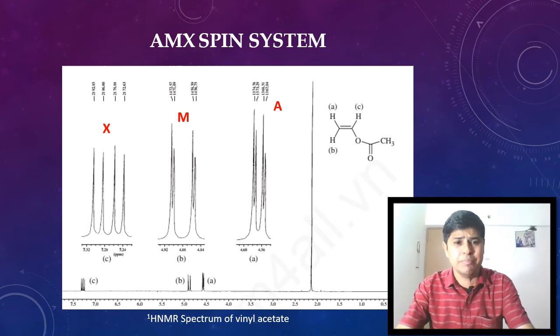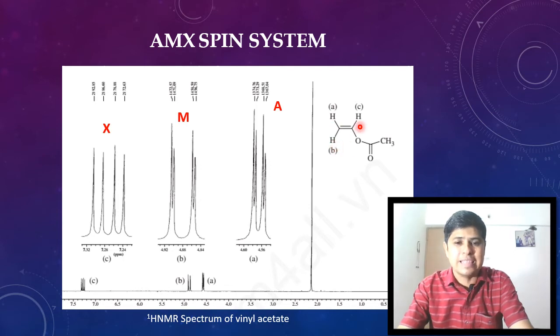Now see, for example, the 1H NMR spectrum of vinyl acetate. This is a vinyl group and this is an acetate group. We are not going to talk about the acetate functionality here, only the vinyl functionality. Here there are three protons, proton A, proton B and proton C. Proton A will give a doublet of doublet with respect to proton B and proton C.